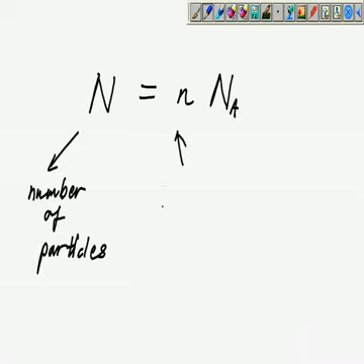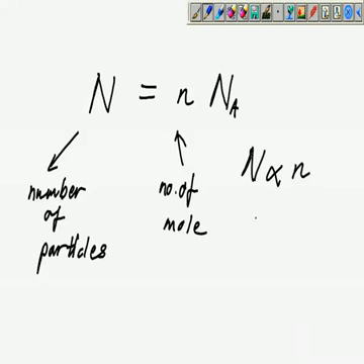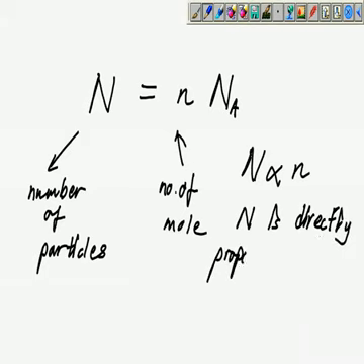So this is the number of mole. So the relationship is directly proportional. So this one is directly proportional with this. In language, this is called N is directly proportional with number of mole. Right? So with small n. So let's go to the next question.